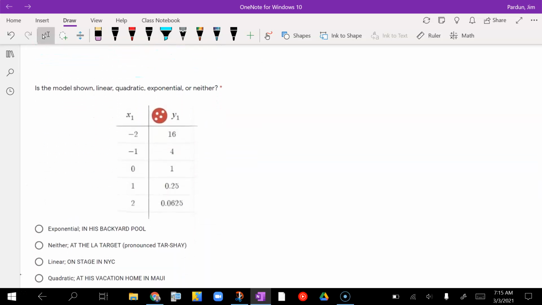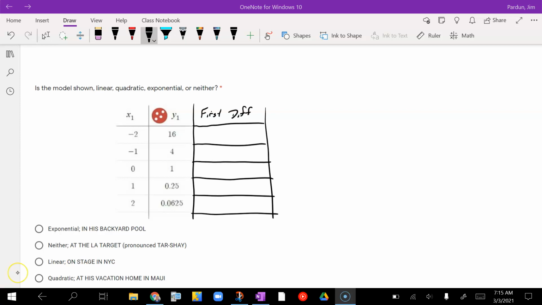All right, is this model linear, quadratic, or exponential? So now I have to do the legwork here. I'm going to add a column for the first difference. And what I'm trying to see is, do I get a common first difference? So this is going to be 4 minus 16. That's -12. Well, I can see here, when I take 1 minus 4, that's certainly not going to be -12. That's -3. But I'm going to keep going here because I need to find a second difference too. So 0.25 minus 1, that's -0.75. And then my last one, when I take 0.0625 minus 0.25, I get -0.1875. So I know it's not linear.